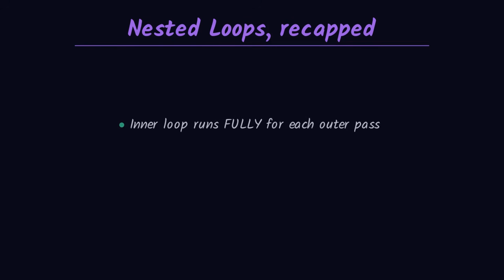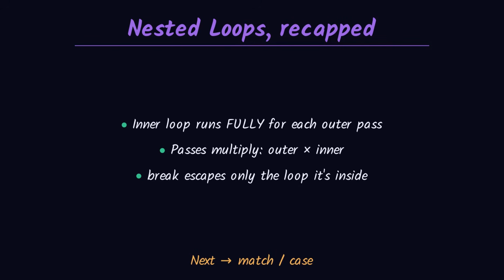So, a nested loop is a loop inside a loop, and the inner one runs completely for every single outer pass. That multiplies your work, which is why grids and tables fall out so naturally. Just remember, break only escapes the one loop it lives in.